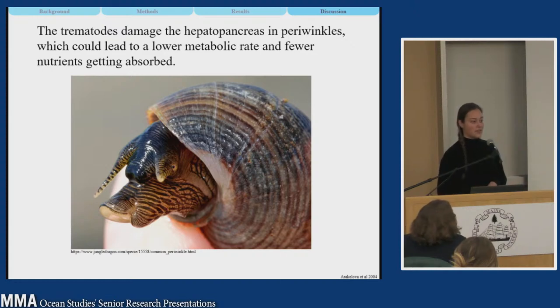And if they have less energy, then they are going to be moving less than the uninfected periwinkles. So this can explain how the trematodes are having these negative effects on these periwinkles and causing the infected periwinkles to move shorter distances than the uninfected periwinkles.